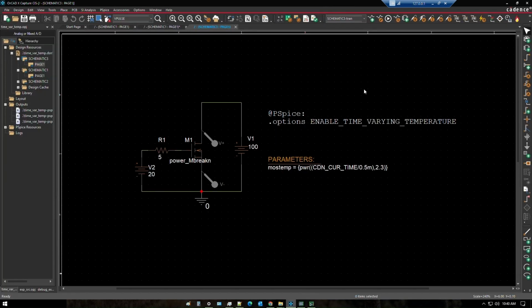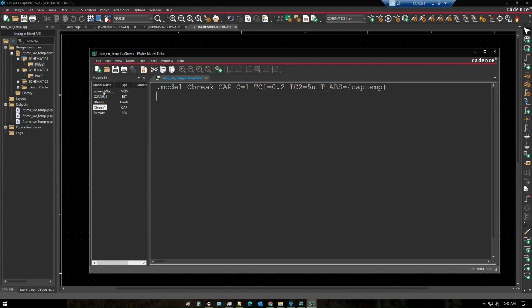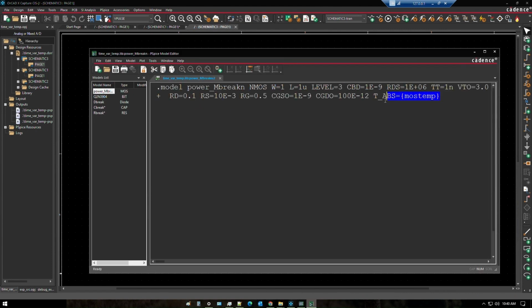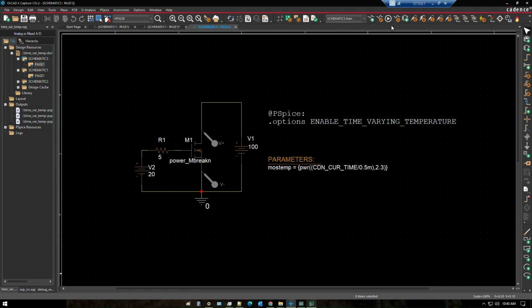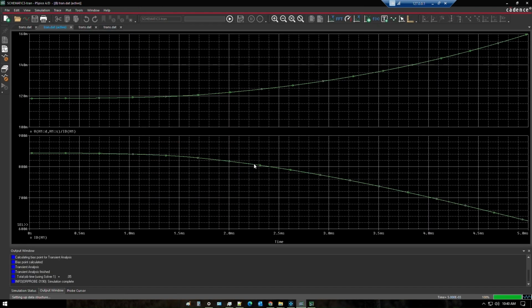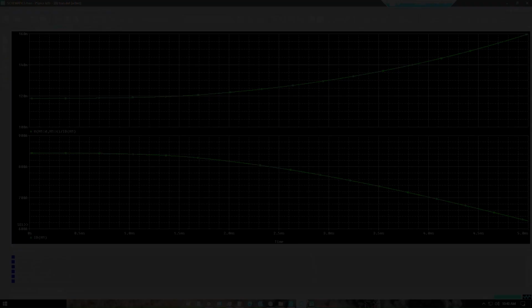Here is one more example where the MOSFET temperature is modeled as a function of time and its model definition is modified. Run the simulation and observe that the drain current is decaying at the bottom plot and MOSFET resistance is rising at the top plot as the time progresses.